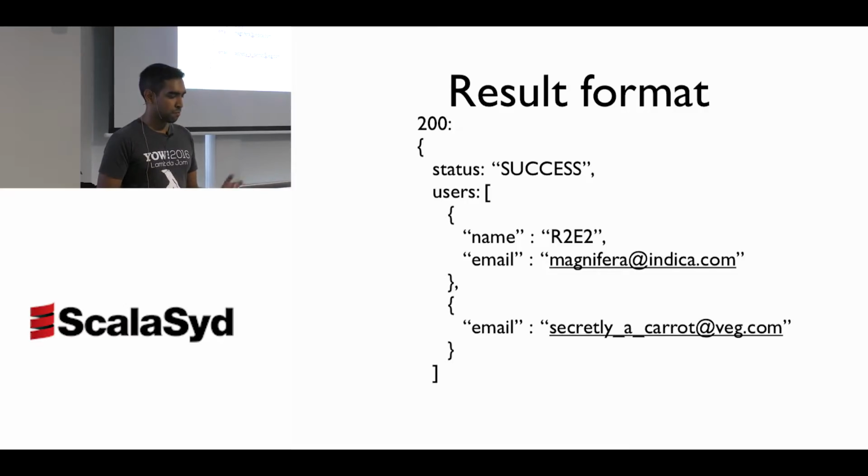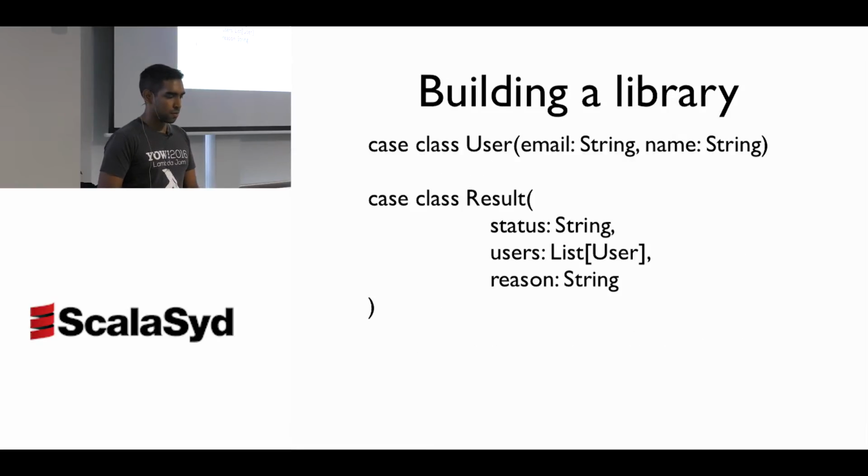So we think about, what does this library need to do? Well, it needs to parse the result of our API call and expose that to the program to do as they want with it. So we define some case classes to represent our results, one of which is the result, which has a status, success or failure, a list of users, and a reason. So that's everything that we get back from our APIs. We also have a user case class, which has an email and a name.